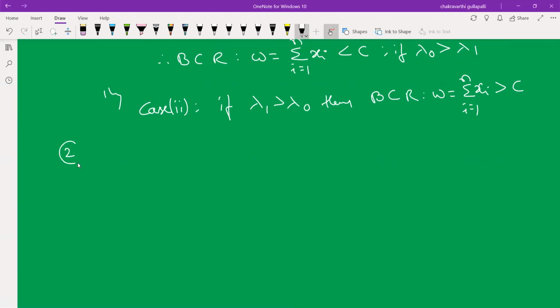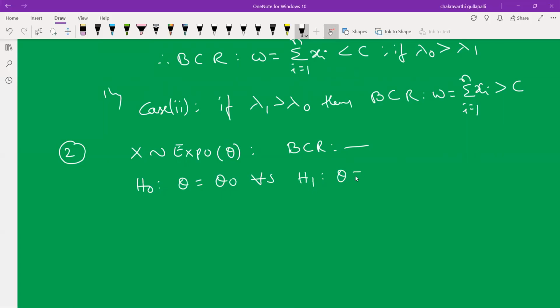One more example. X follows exponential with parameter 1 by theta, parameter theta. Find the BCR. Here H naught is the simple hypothesis theta is equal to theta naught versus H1: theta is equal to theta 1.